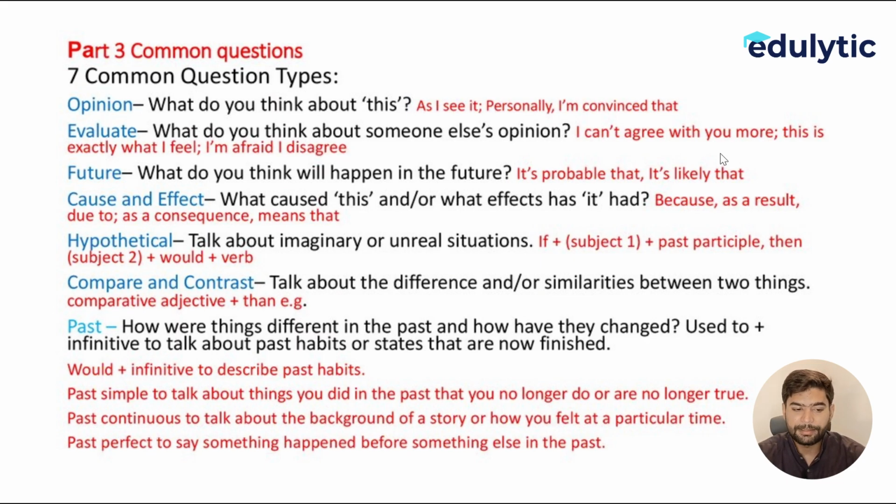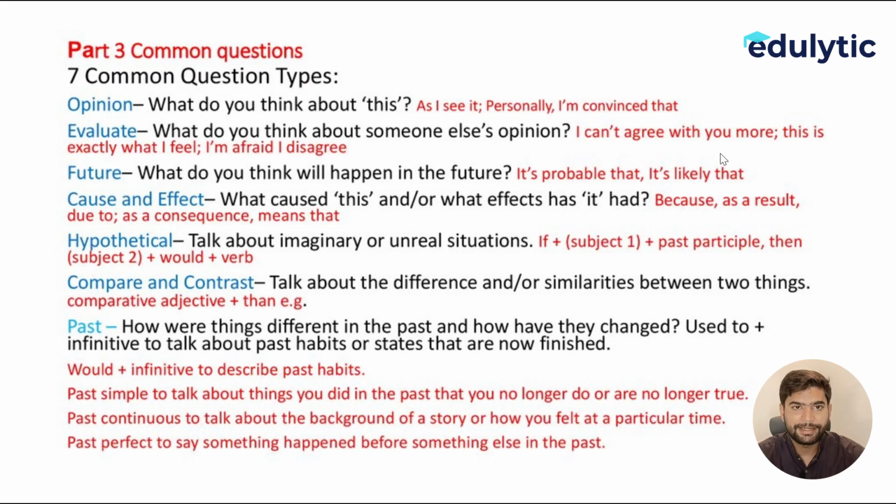Seven common question types are there. Firstly, it's opinion type questions. For example, what do you think about any idea? There could be anything. Then evaluate: what do you think about someone else's opinion? The third type is about the future: what do you think will happen in the future? Cause and effect is the fourth type: what caused this, and what effects has it had? So this is a cause and effect question.